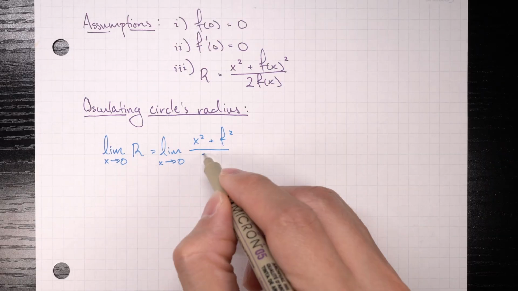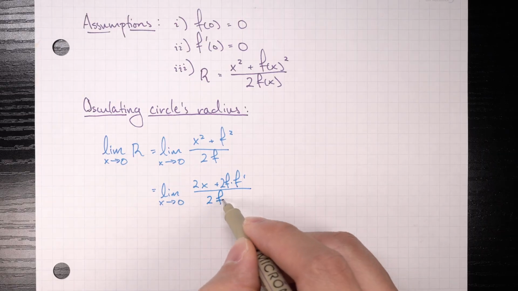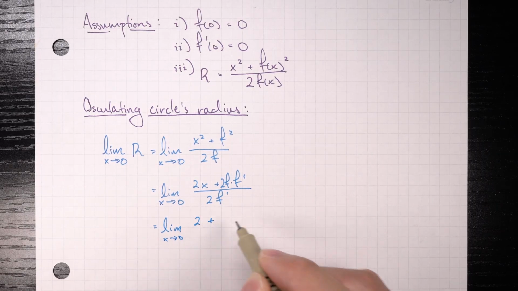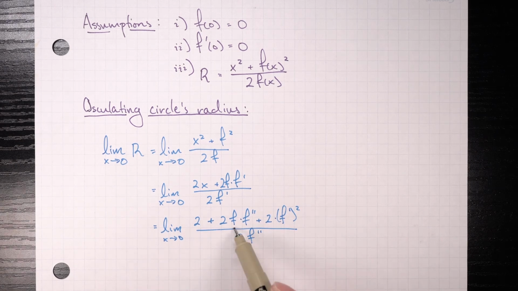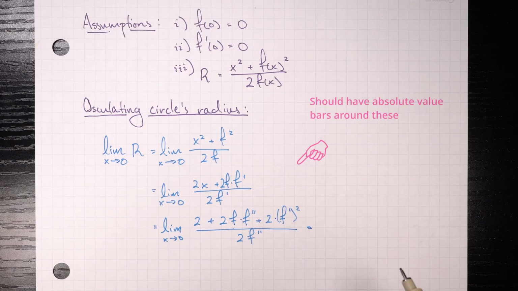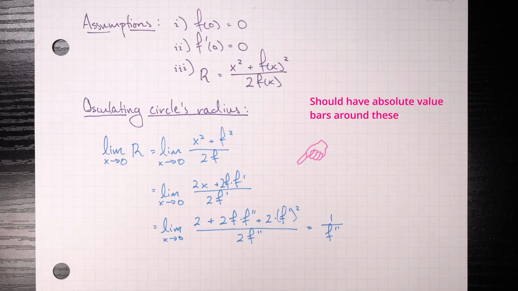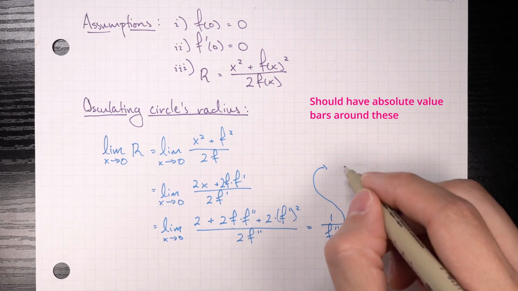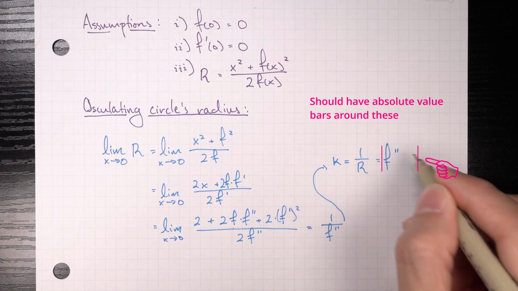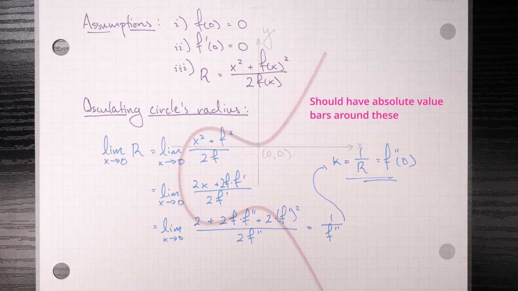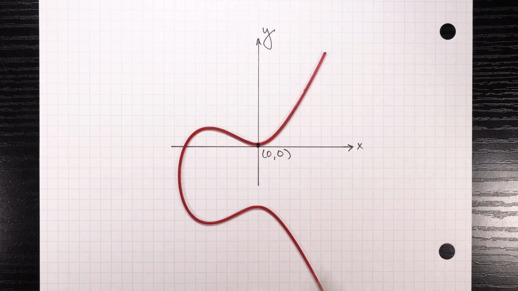I'm going to fast forward through these computations, but they sum up to applying L'Hopital's rule twice and then evaluating f and f prime at 0. And what we end up getting is that basically everything cancels out except f double prime, the second derivative. Note that I'm again missing some absolute values, but in the end we find that the radius of the osculating circle is 1 over the second derivative, and so the curvature, its reciprocal, is just the second derivative, or at least its absolute value.